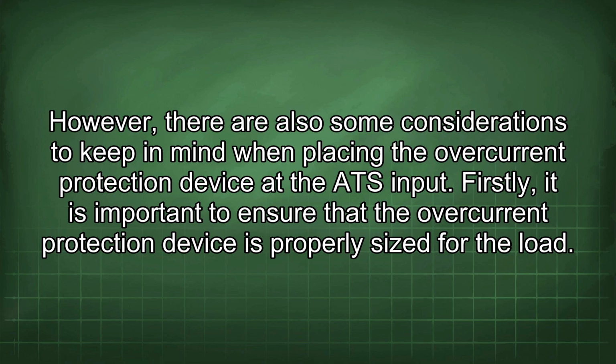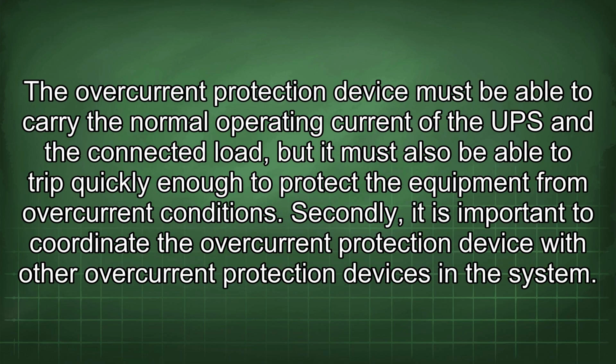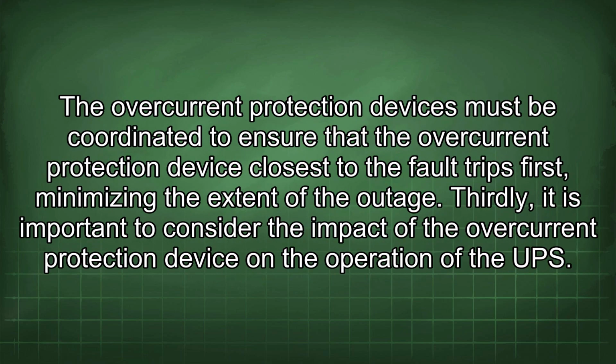However, there are also some considerations to keep in mind when placing the overcurrent protection device at the ATS input. Firstly, it is important to ensure that the overcurrent protection device is properly sized for the load. The device must be able to carry the normal operating current of the UPS and the connected load, but it must also be able to trip quickly enough to protect the equipment from overcurrent conditions. Secondly, it is important to coordinate the overcurrent protection device with other overcurrent protection devices in the system. The devices must be coordinated to ensure that the one closest to the fault trips first, minimizing the extent of the outage.